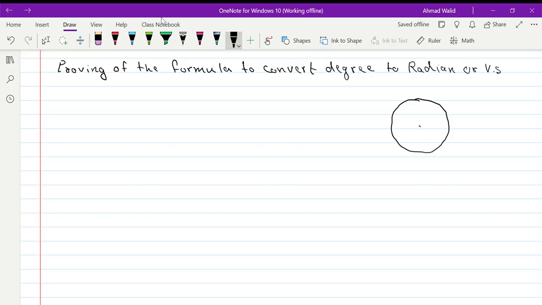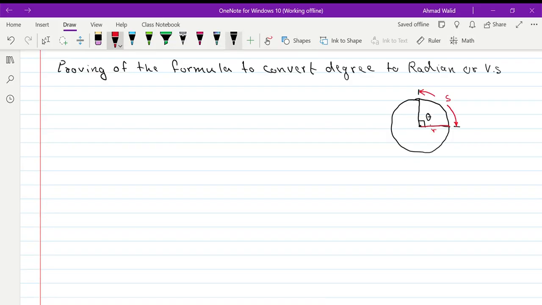This time, I will create a 90-degree angle here, like this. It's 90 degree, and I'll name it theta. Of course, this is the arc length. I'll name it S. From here to here, that's my arc length, and I'll name it S. And also, this is my R, the radius. Correct?